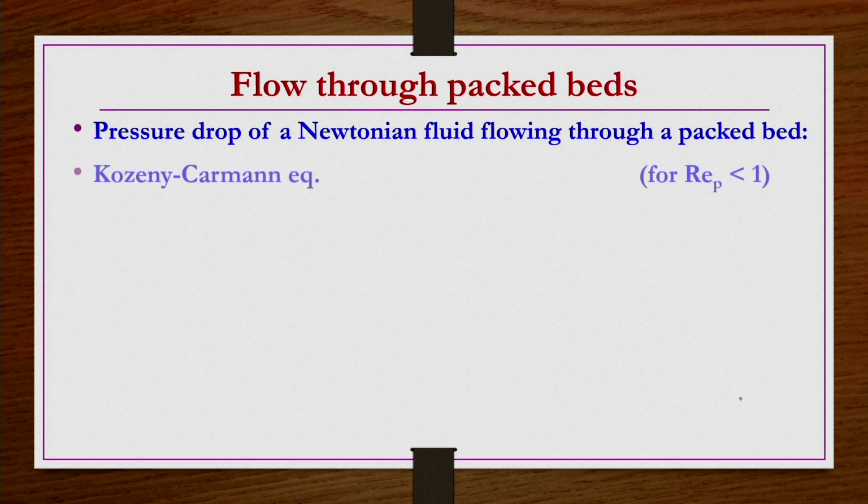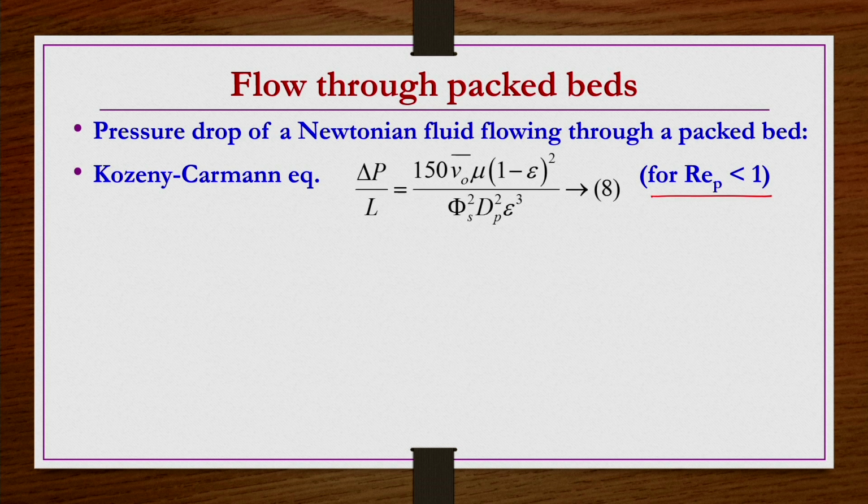We have seen the Kozeny-Carman equation for REP less than 1. We have derived it as delta P by L is equal to 150 V naught bar mu (1 minus epsilon) whole square divided by phi s square dP square epsilon cube. This is the equation for pressure drop. If a fluid is flowing through a packed bed under very small flow rates, having a very small Reynolds number, less than 1, then laminar flow conditions exist, and under those laminar flow conditions we can obtain the pressure drop for a fluid by this equation.